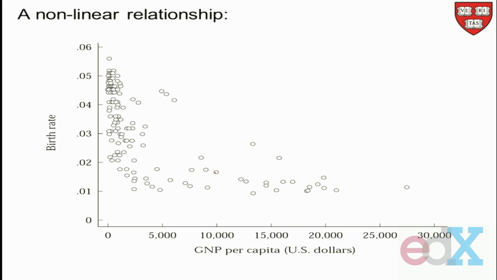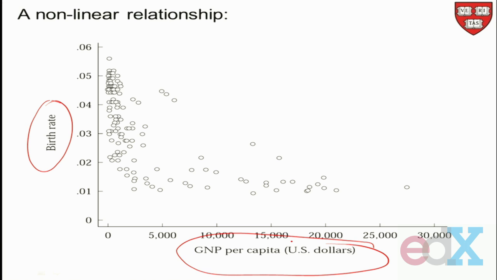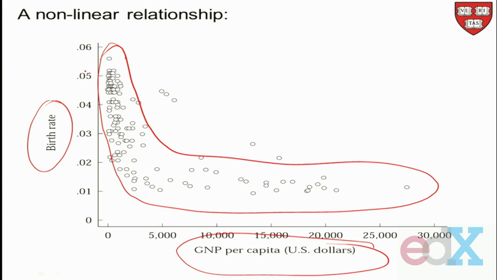So here is what we hope not to see. Here is a plot of birth rate for some countries against the GNP, the gross national product per capita in US dollars for those countries. And it looks like the relationship looks something like that. It's certainly not linear.